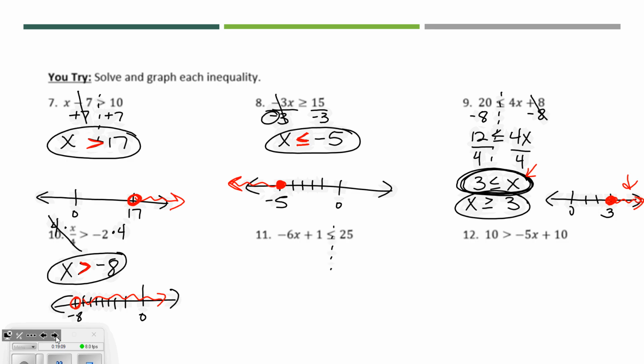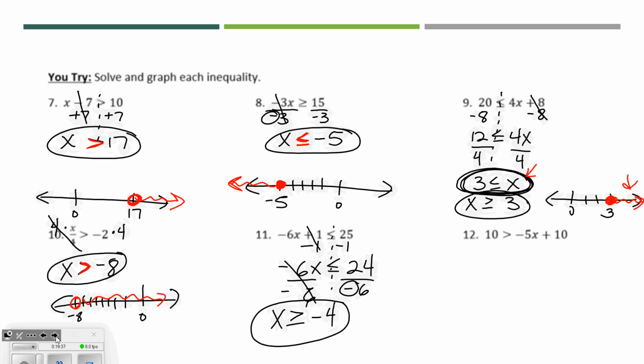Number 11, to get x by itself, I would get rid of SADMAP, right? I might get rid of my addition or subtraction first, so I should have had negative 6x less than or equal to 24. Now I'm dividing by negative 6. Ding, ding, ding. I'm dividing by a negative number. So now I do flip the inequality. It becomes a greater than or equal to. And then 24 over negative 6 is negative 4.